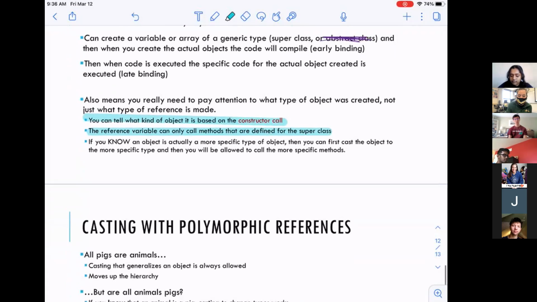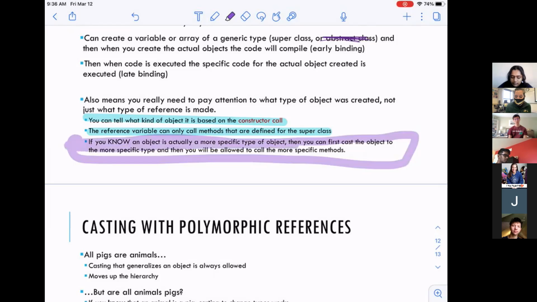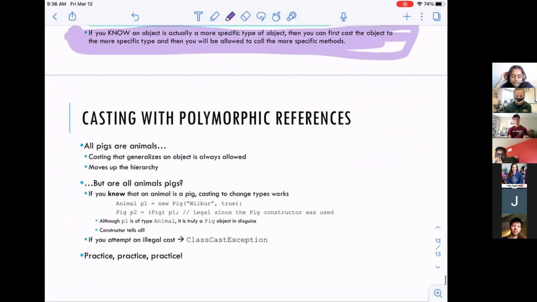If we know that an object is a more specific type of object, we can first cast it to be that specific type, and then you can call those methods. That's what our last slide is looking at. Our last thing here is the ability to cast a reference. We're going to come back to this more next week.